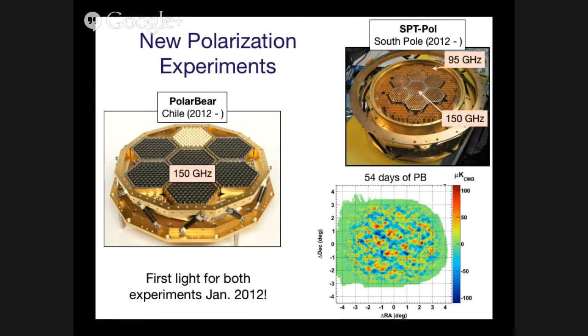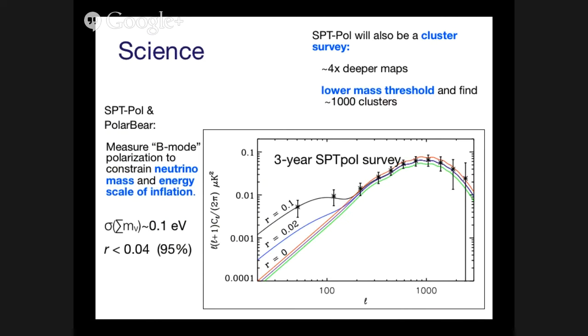This is a map from 54 days of POLARBEAR data showing you high signal-to-noise maps of the CMB and its attributes. The science goals are similar for this experiment. With polarization, we want to do gravitational lensing and constrain neutrino masses, and by adding the lensing information from POLARBEAR or SPTpol, we can improve the constraint from Planck by a factor of 1.7, going from a sigma of 170 millielectron volts down to 100 millielectron volts on the neutrino mass.